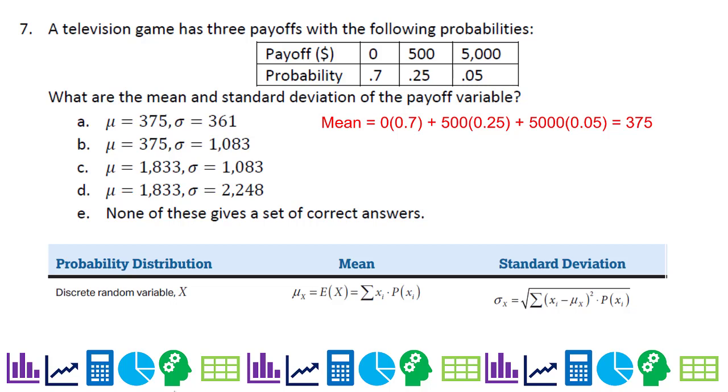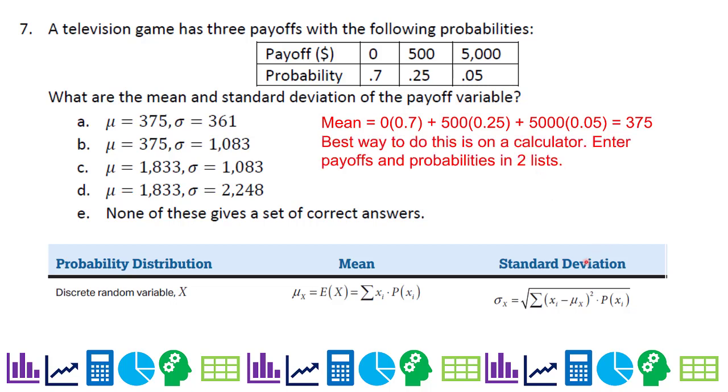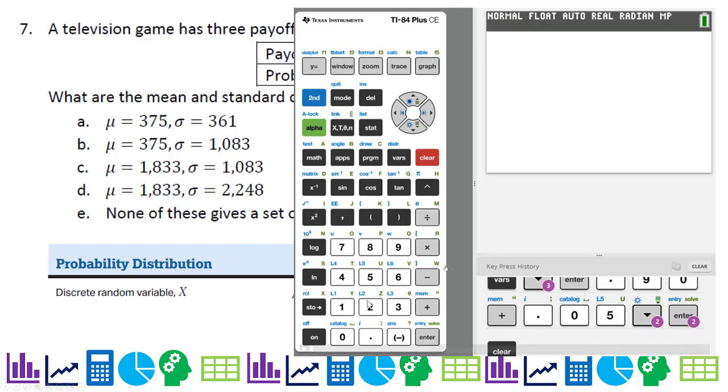But then there's another little equation to the right, and that is to calculate the standard deviation right here. That one's a bit more of a pain. So I could do it. I could say 0 minus 375, square it, times 0.7. So I could do all of that, right? But there's a much easier way to do it on the calculator, and I will show you how to do that now.